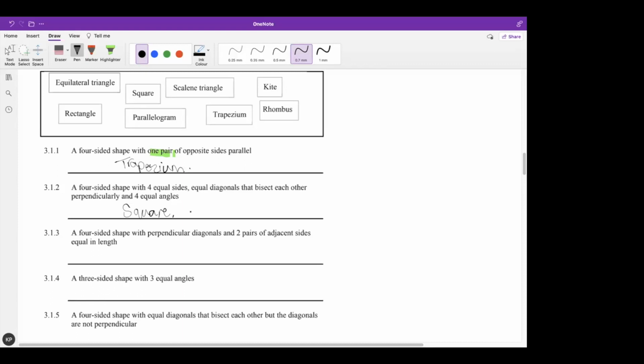Woo! A four-sided shape with perpendicular diagonals and two pairs of adjacent sides are equal. Two pairs of adjacent sides are equal. It's a kite because adjacent means next to each other. So that would be a kite.